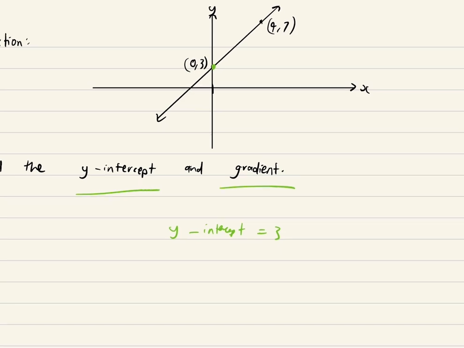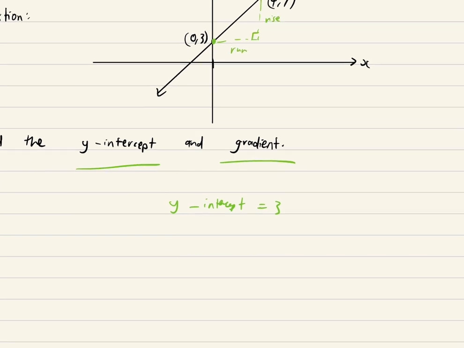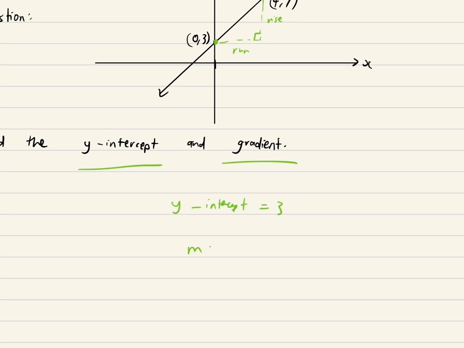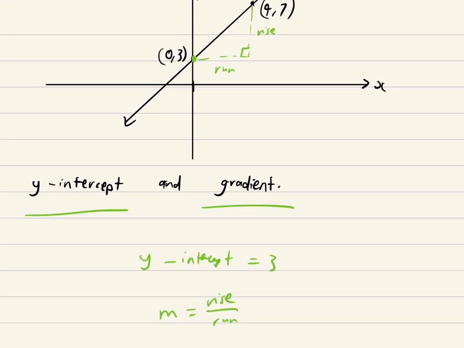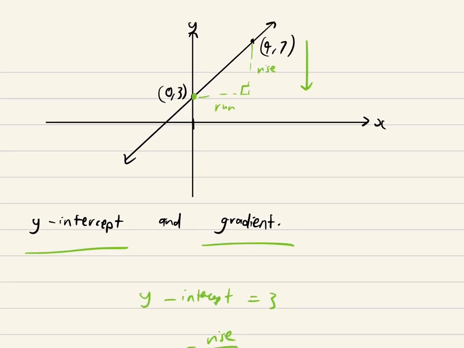To find your gradient, you've simply got to use rise over run between these two points, which is a formula you should be familiar with, where the gradient is denoted by m. So m is equal to rise over run. Rise is simply the difference between your two y values, so y2 minus y1. And your run is the difference between the x values of your two points, so x2 minus x1.